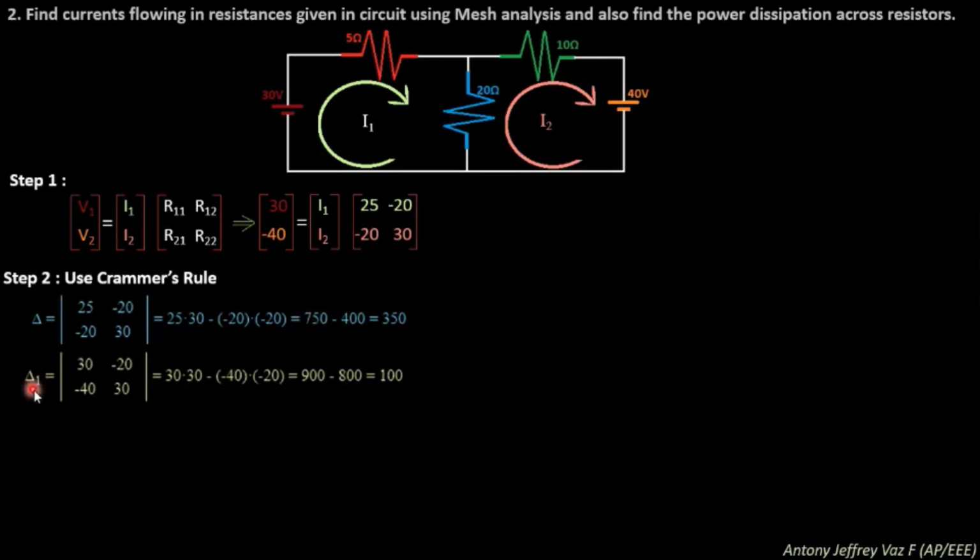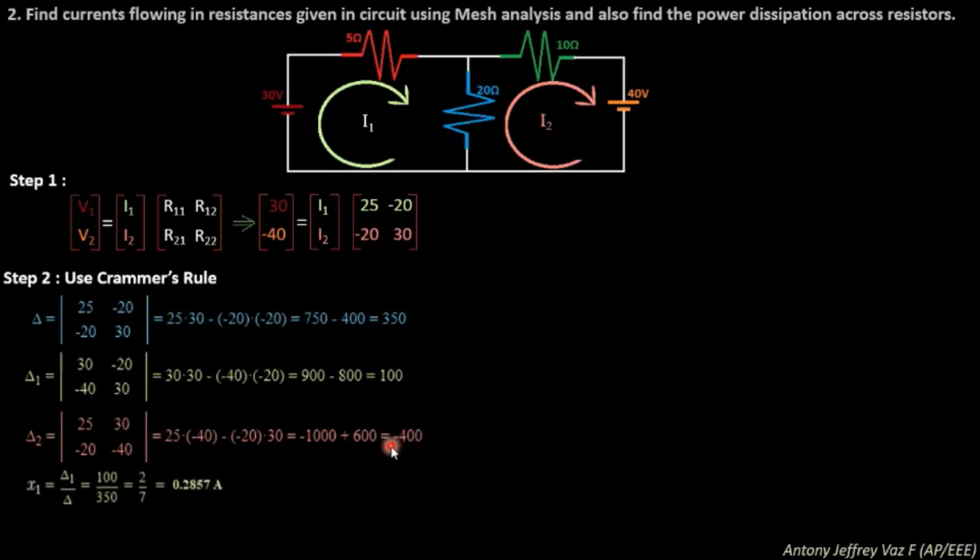Then find the determinant of delta 1, which is nothing but 30 minus 40, this one, and minus 20, 30, this one. Find delta 1, which is 100, and find delta 2, which is 25 minus 20, this one, and 30 minus 40. So you get this matrix. Find delta 2, you get minus 400.